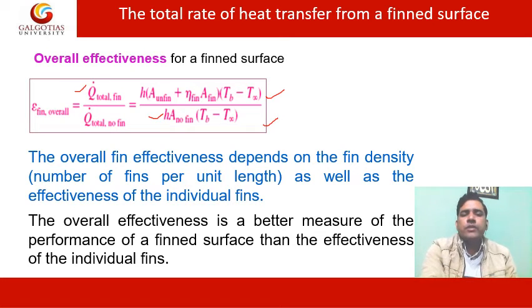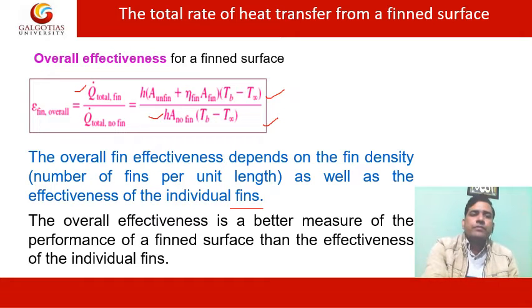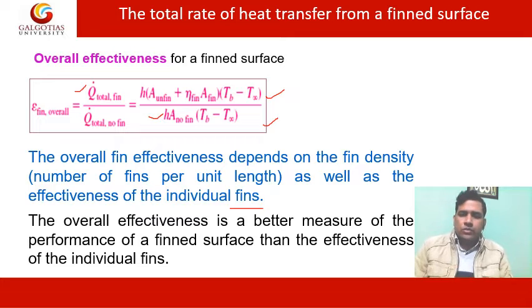So the overall fin effectiveness depends upon the fin density, the number of fins per unit length, as well as the effectiveness of the individual fin. So all these are the factors on which the effectiveness of the fin depends. So the overall effectiveness is a better measure of the performance of the finned surface than the effectiveness of the individual fin.